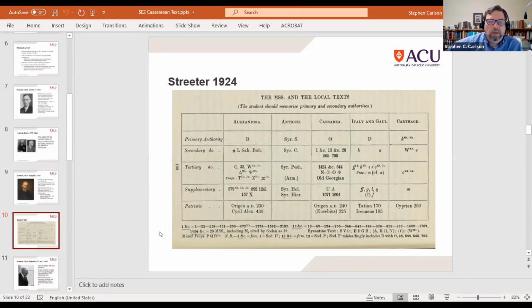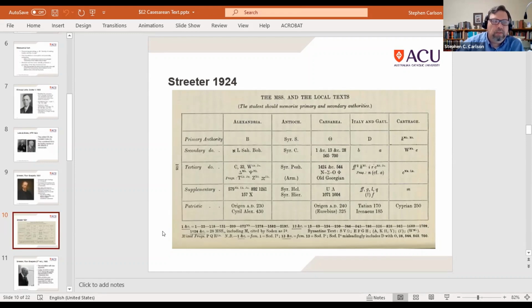And in Italy and Gaul, we have what we would call the Western text. The Codex Bezae is the primary authority. It's, what, 5th century. And we have some important Old Latin ones, A and B. And then its primary patristic witness is Irenaeus out in France. And then he has these other things here.